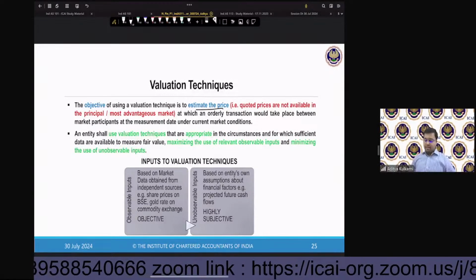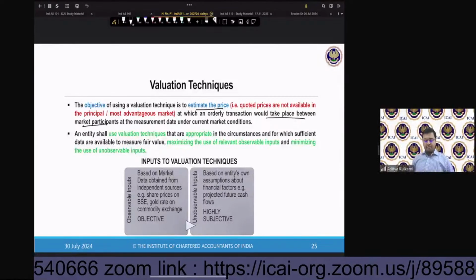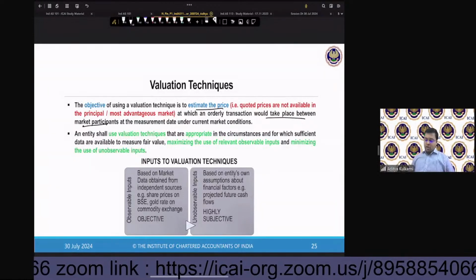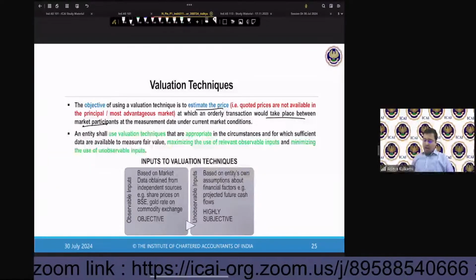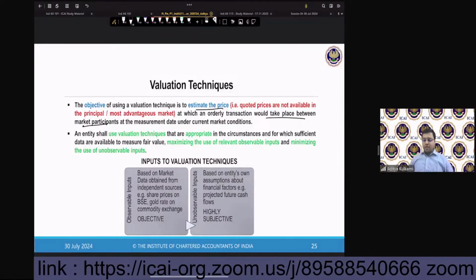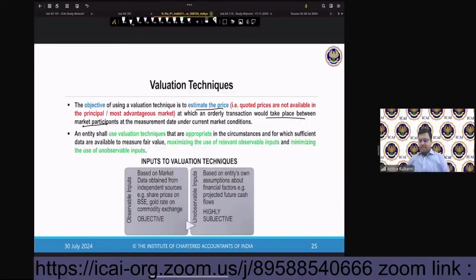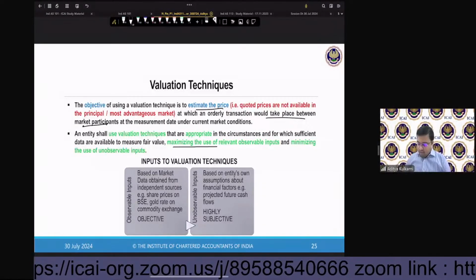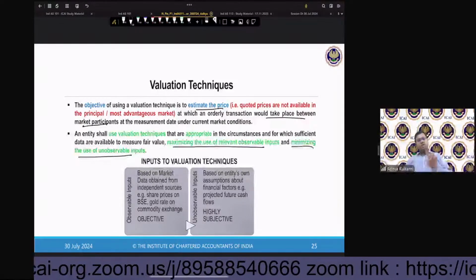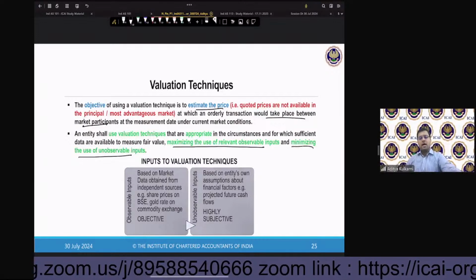So we estimate the price at which an orderly transaction would take place between market participants at the measurement date under current market conditions. So entities shall use valuation techniques that are appropriate in the circumstances and for which sufficient data is available to measure the fair value, maximizing the use of relevant observable inputs, minimizing the use of unobservable inputs. So there are two categories of inputs.